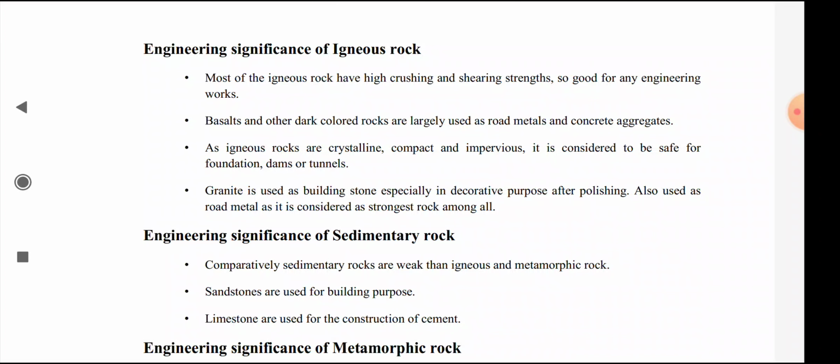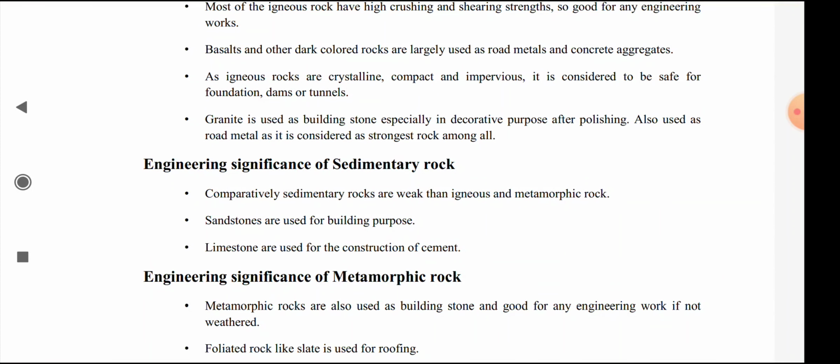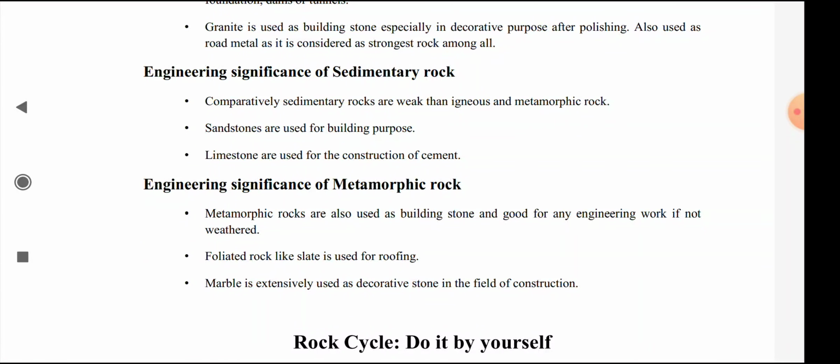So, engineering significance of sedimentary rock. Comparatively, sedimentary rocks are weaker than igneous and metamorphic rock. Sandstones are used for building purposes. Limestone is used for the manufacture of cement.